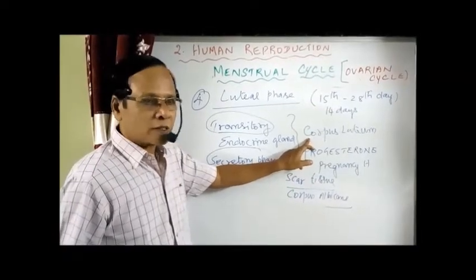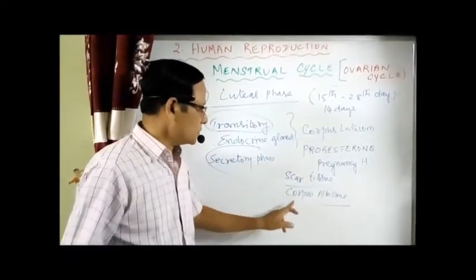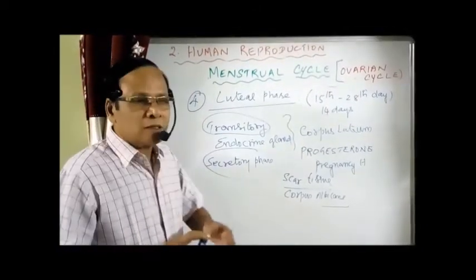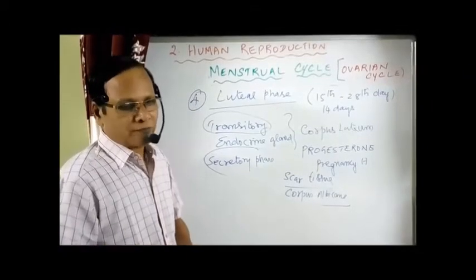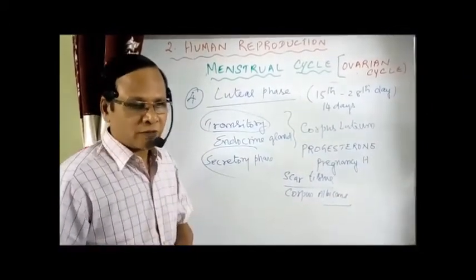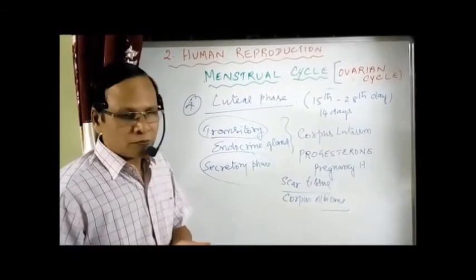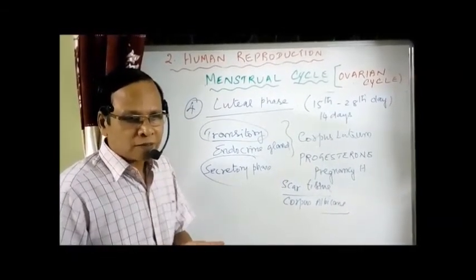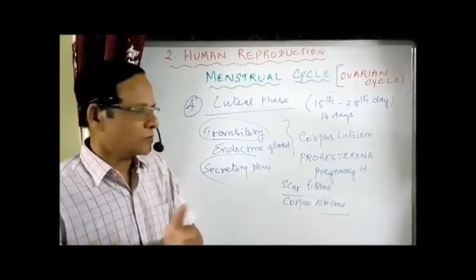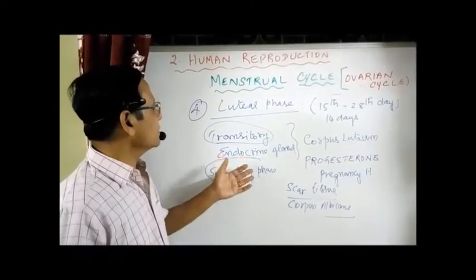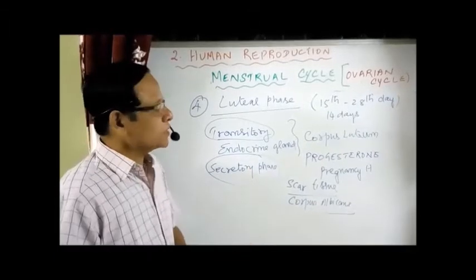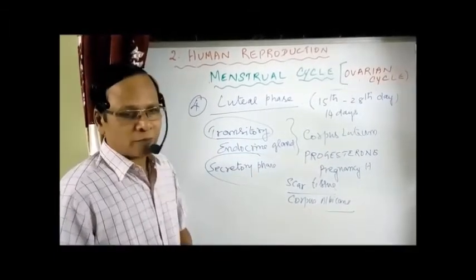During the conversion of corpus luteum into corpus albicans, it also stimulates the degeneration of the uterine endometrium and leads to menstruation. That marks the beginning of the next menstrual cycle. That covers the luteal phase, roughly about 14 days. These are all the different stages that occur during the menstrual cycle.